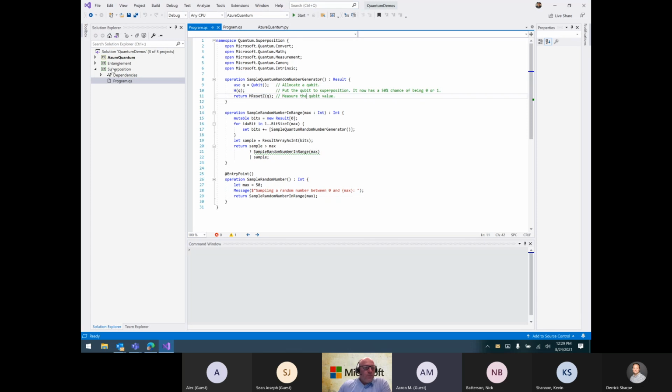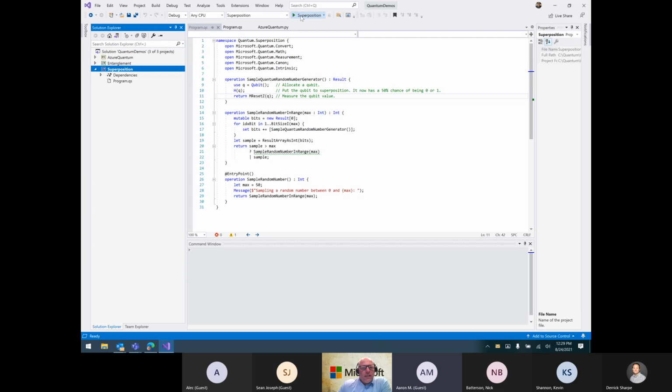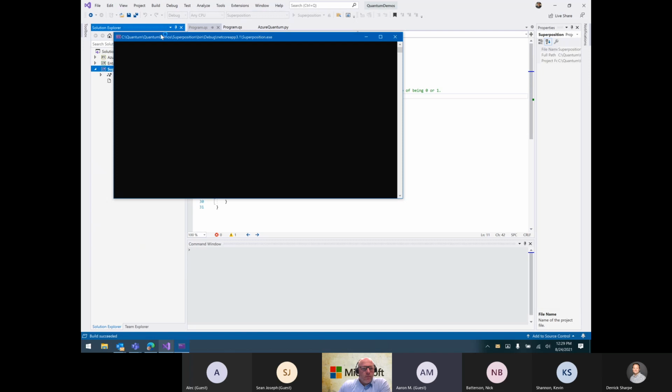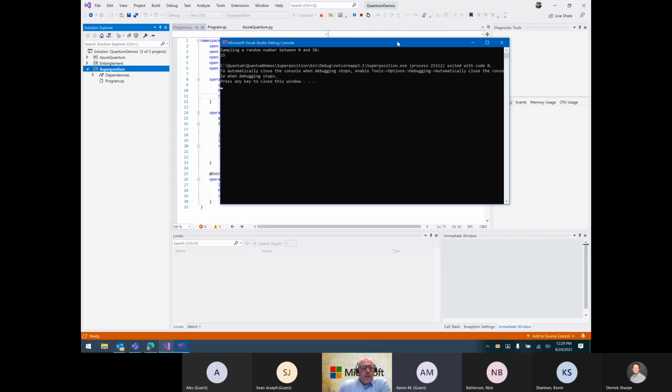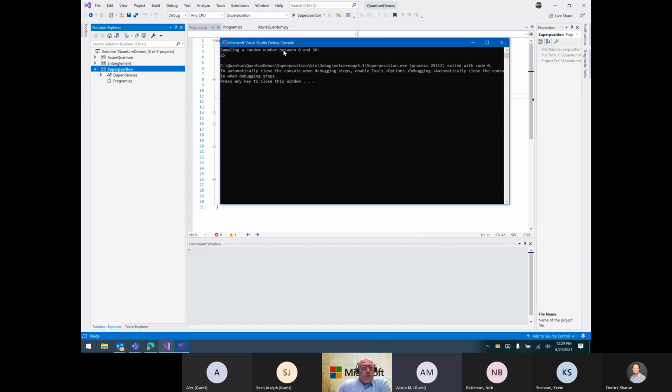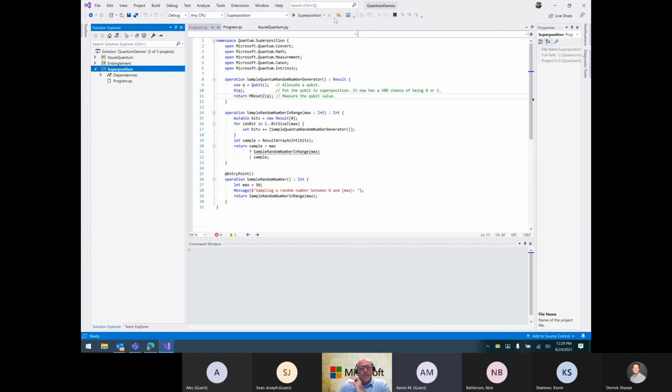So effectively, we take that value, but then we want to flip it back, right? If I set this to my startup project, easy. All I had to do was download the Q Sharp SDK, and this should fire off for me here. And you can see, sampling a random number between 0 and 50: 25.